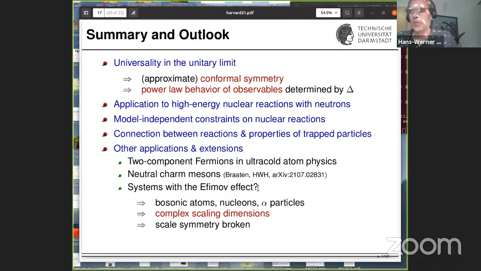I mean, it's not scale invariant anymore then. If you have some density, I guess you have some interparticle distance, and that introduces a scale. Okay, so the Galilean symmetry is not broken, only the scaling symmetry is broken. I think so, yes.